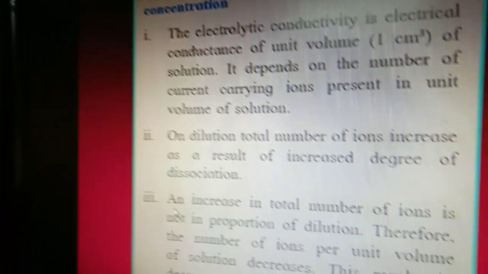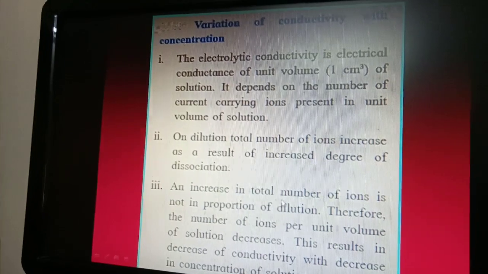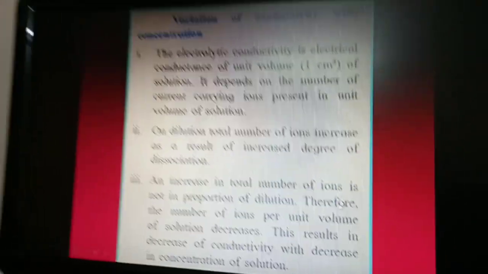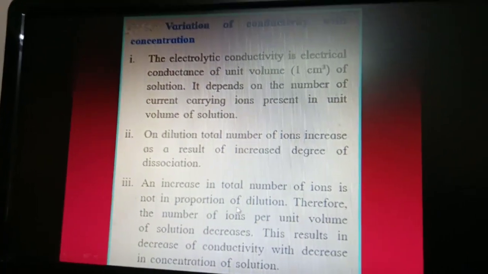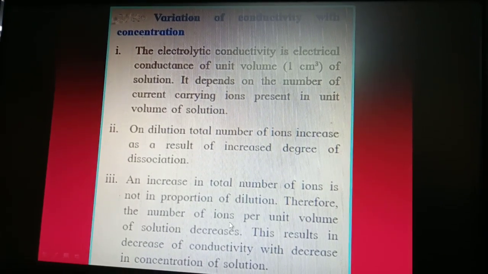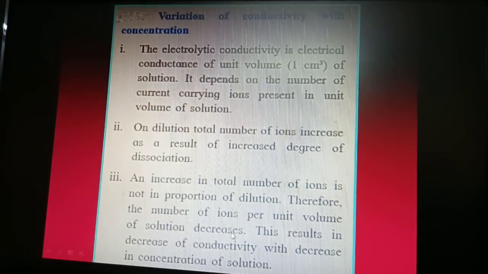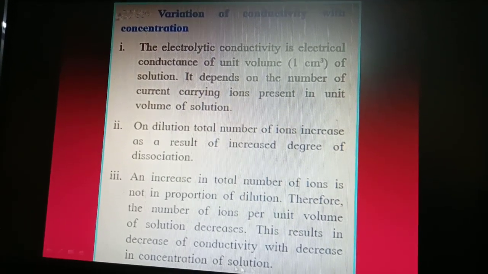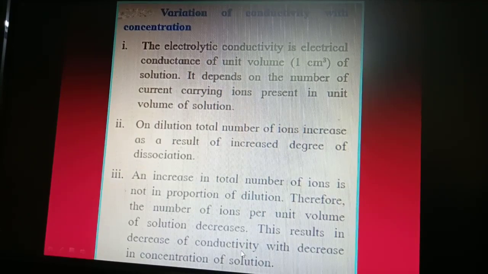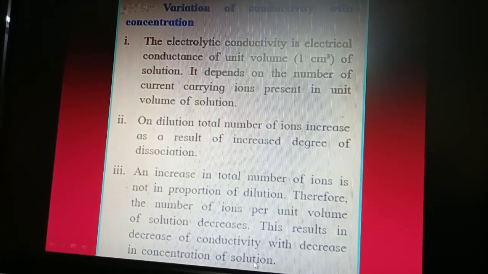The third point under variation continues as: the increase in total number of ions is not in proportion to dilution. Therefore, the number of ions per unit volume of solution decreases. This results in the decrease of conductivity with decrease in the concentration of solution.